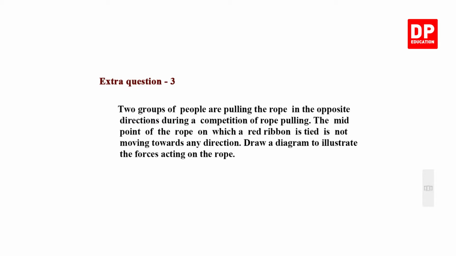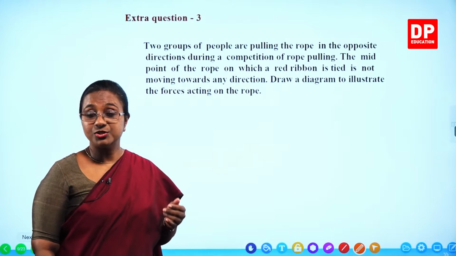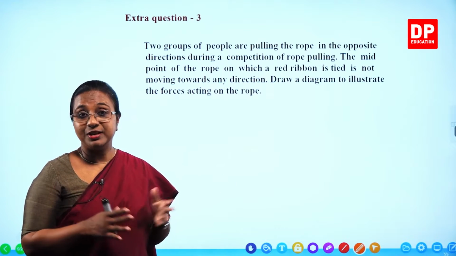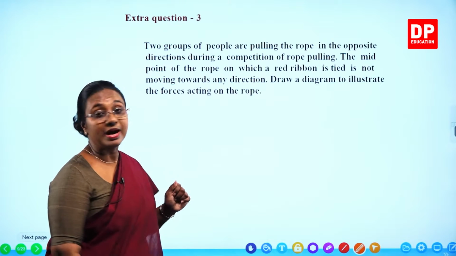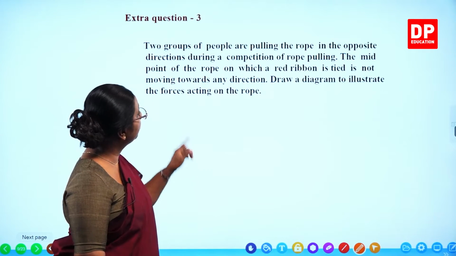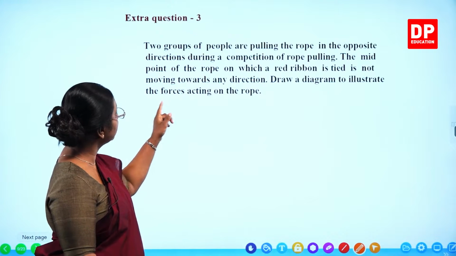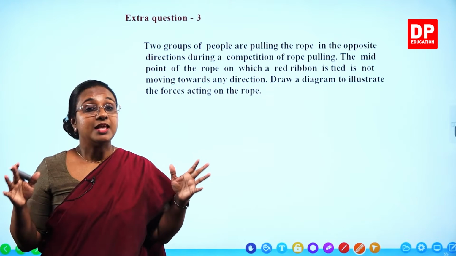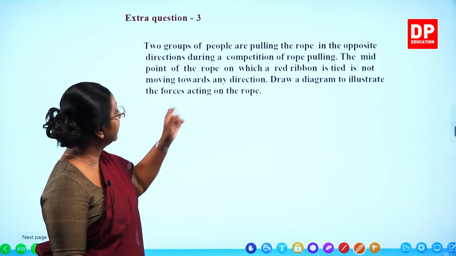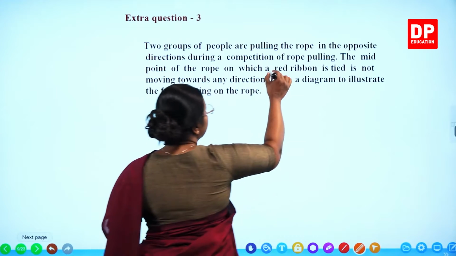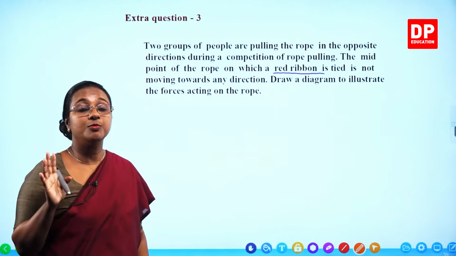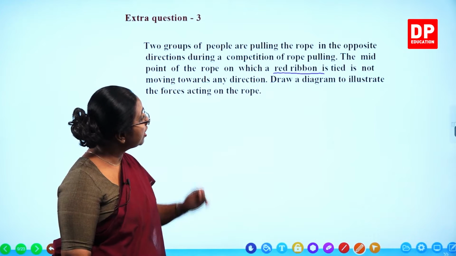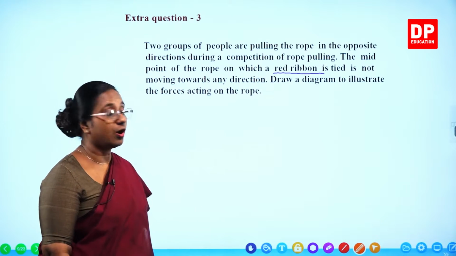Extra question 3. Two groups of people are pulling the rope in opposite directions during a competition of rope pulling. You all know rope pulling is also known as tug of war. Normally it's played during the New Year season. So you all know what happens there. The midpoint of the rope on which a red ribbon is tied is not moving towards any direction. So although the two teams are pulling the rope, there is no resultant force. That is why the red color ribbon that is tied to the midpoint of the rope is not moving. It's at equilibrium. Draw a diagram to illustrate the forces acting on the rope.